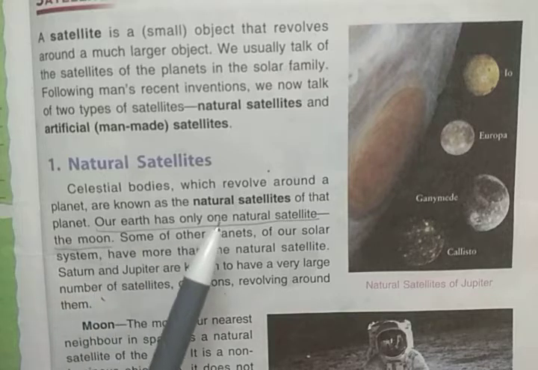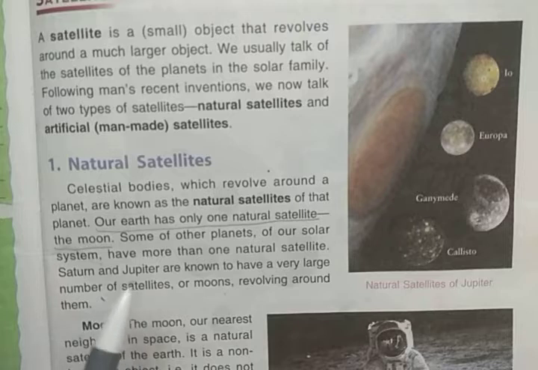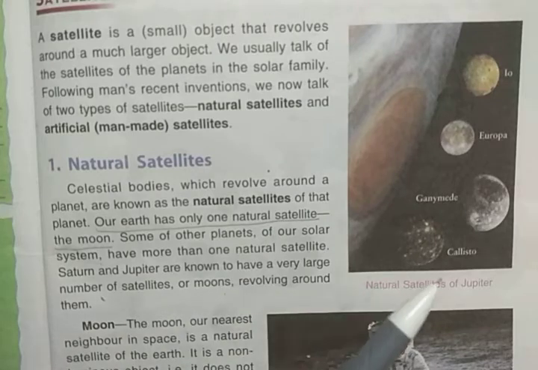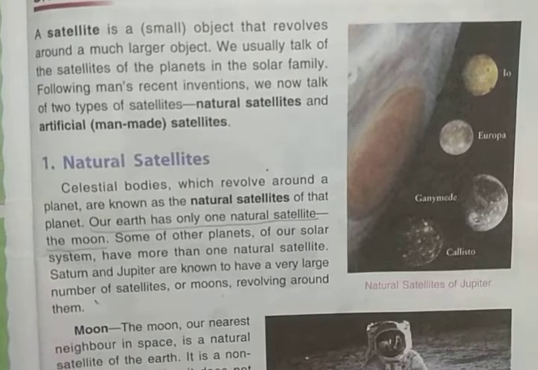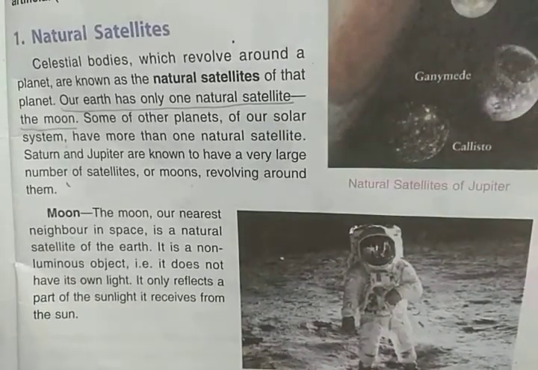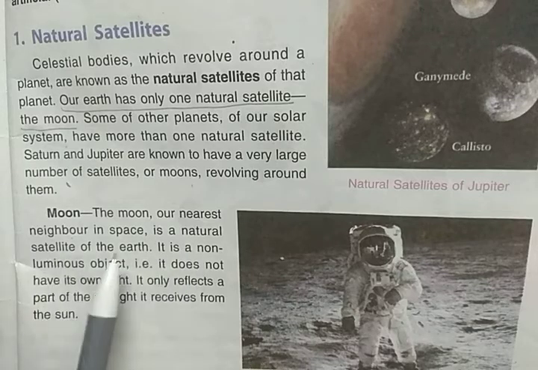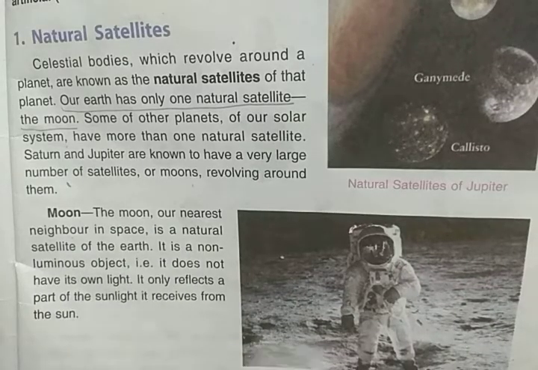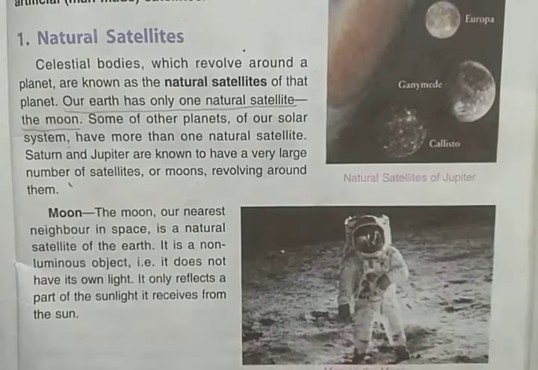Our Earth has only one natural satellite, that is the moon, and other planets of our solar system have more than one natural satellite. As you can see here in the picture, the natural satellites of Jupiter, it has many moons, or you can say natural satellites. Then we have discussed about the moon, our nearest neighbor in space, a natural satellite of the Earth.